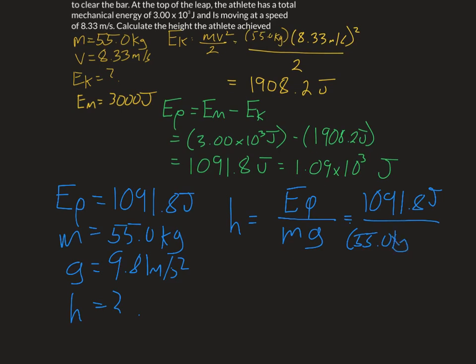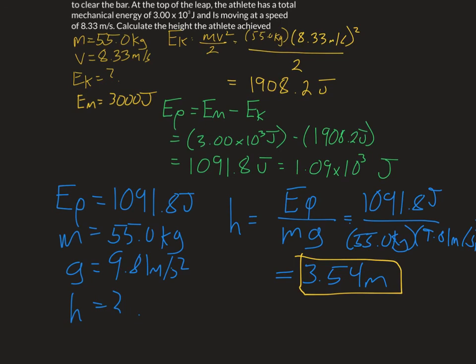My potential energy here is 1,091.8 joules divided by 55 kilograms times, you can almost read that, hey? Times 9.81 meters per second squared, okay? And when I put that in my calculator, what I get as an answer is 3.54 meters. And double checking my significant digits, every original number I had 3 significant digits. So this here would be the correct answer for how high this athlete jumped, okay?